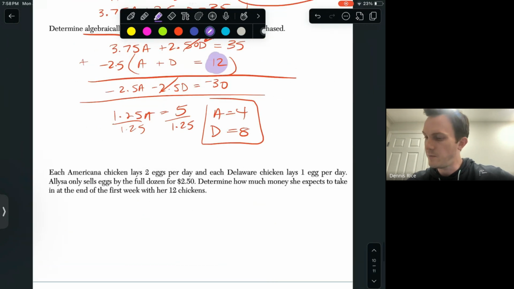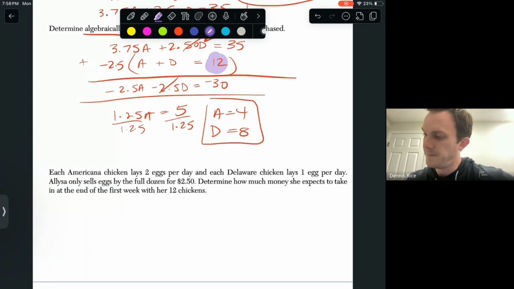And we had a little follow-up here. I guess let's finish it off. Usually these are going to have 3 parts. That's kind of like 2, 2, 2. So each Americana chicken lays 2 eggs per day, and each Delaware chicken lays 1 egg per day. Alyssa only sells eggs by the full dozen for $2.50. How much money should she take in at the end of the first week with her 12 chickens?